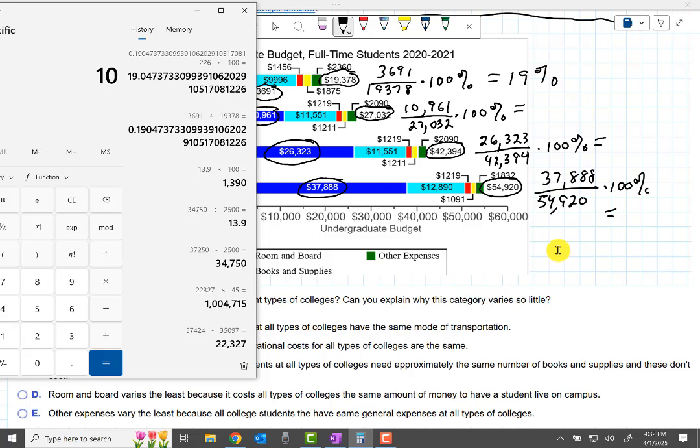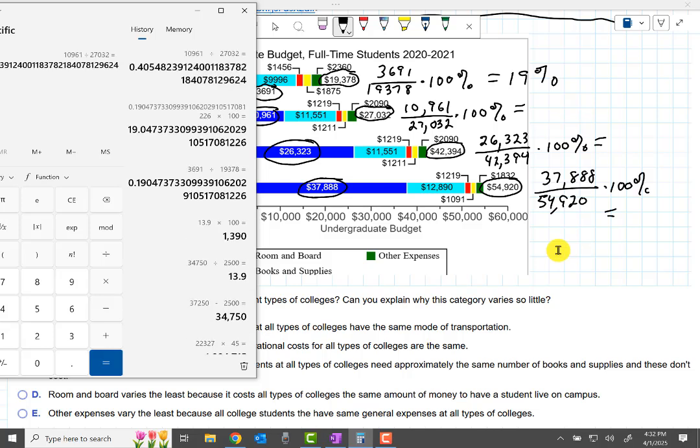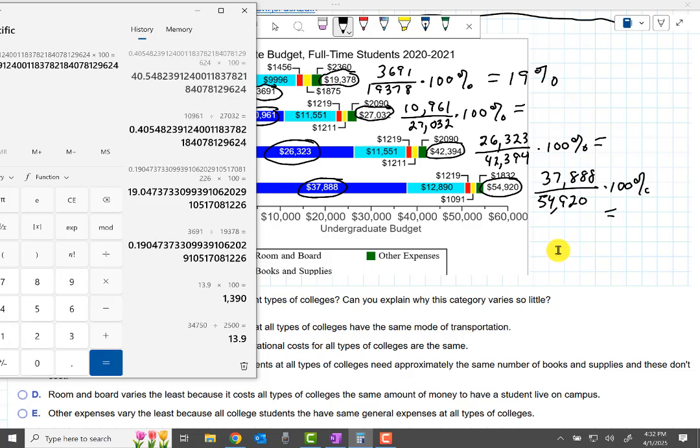Next one, we got 10,961 divided by 27,032, enter, and then multiply by 100%. And to no decimal places, this is 41%.